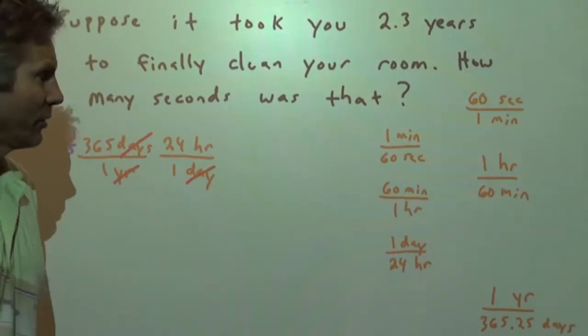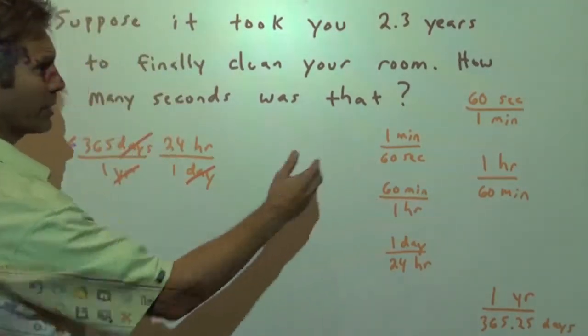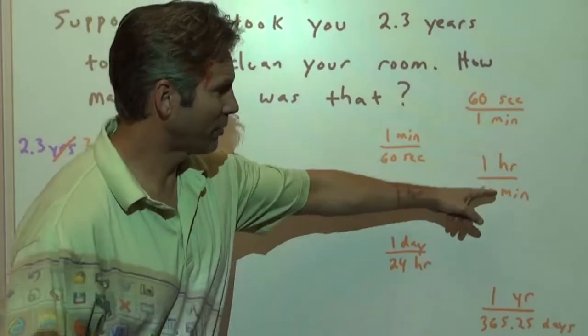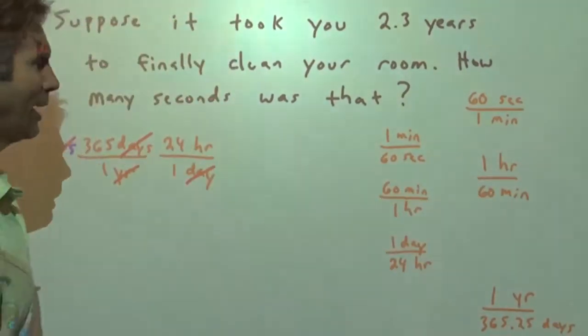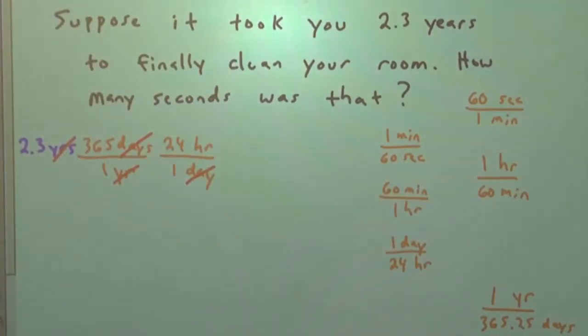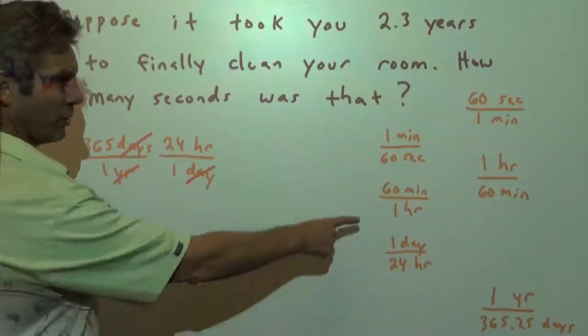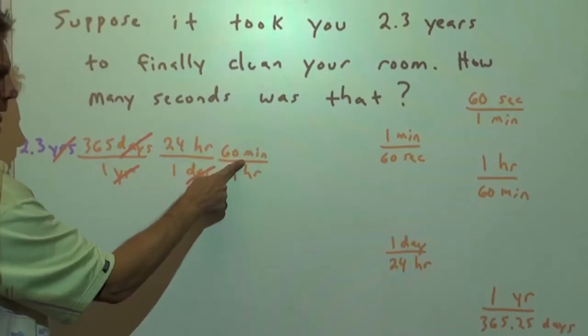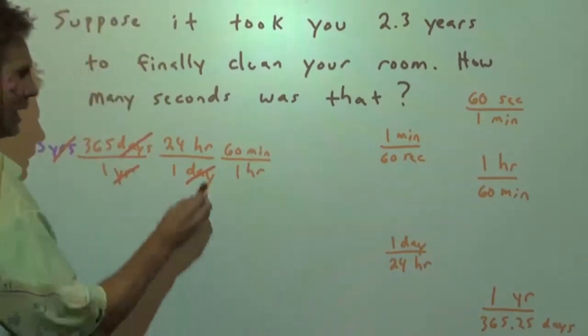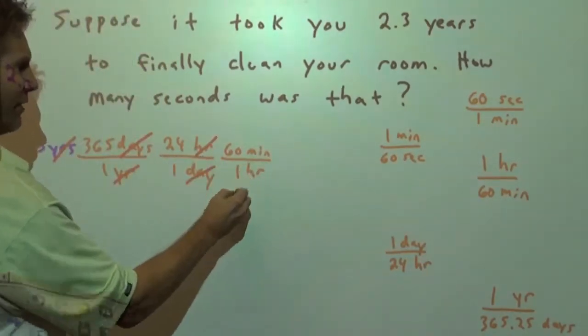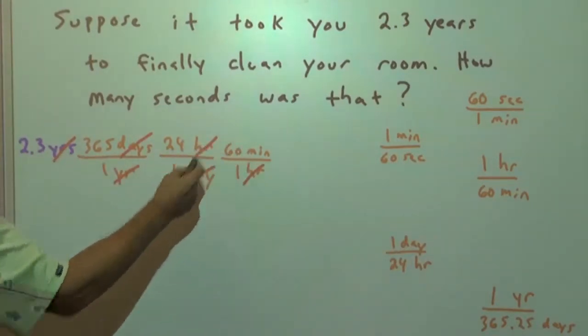Now we got to go from hours to minutes. So which form of the number 1 would it be? 1 hour over 60 minutes or 60 minutes over 1 hour? The answer is, you got to be able to cancel the unit of hours, so it's this form of the number 1. And now look what we get to do. An hour divided by an hour is 1. They cancel. We've now converted everything to minutes.